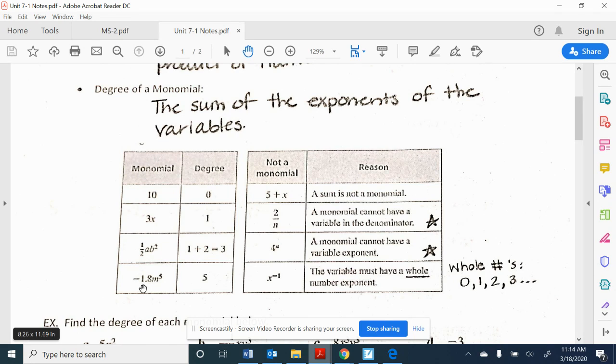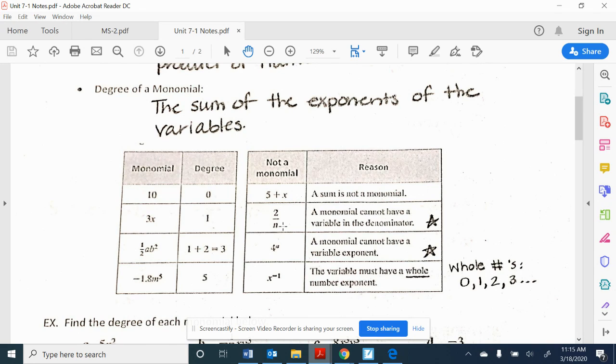And here I have negative 1.8 m to the fifth. There's only one variable, so I'm just going to look at the exponent here, and that's 5. So the degree of that monomial is 5. Before we go on to anything else, let's see some non-examples of monomials. 5 plus x. That's not a monomial because there are two terms. We'll actually end up calling this a binomial because there are two terms. Bi, of course, meaning 2.